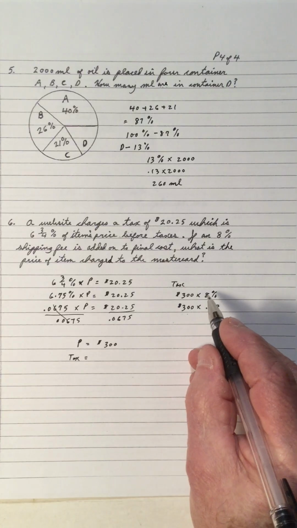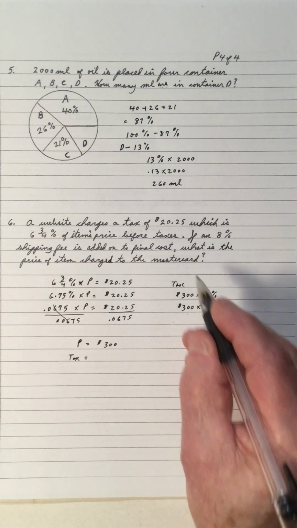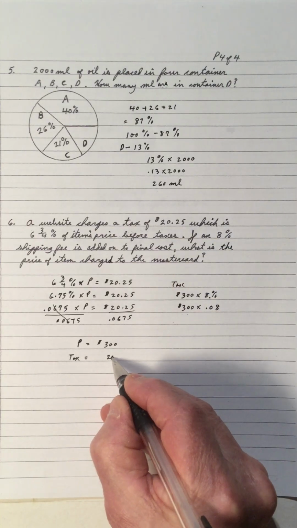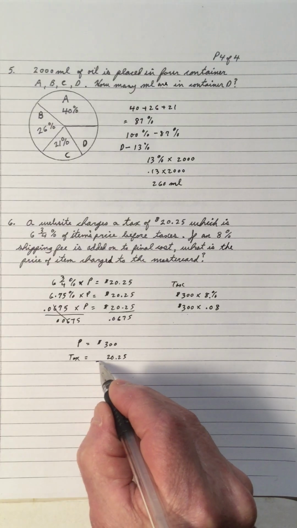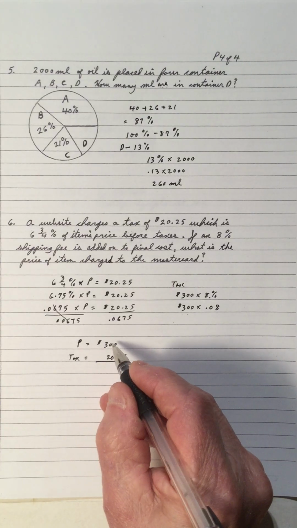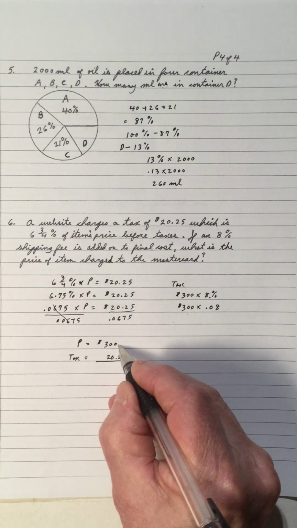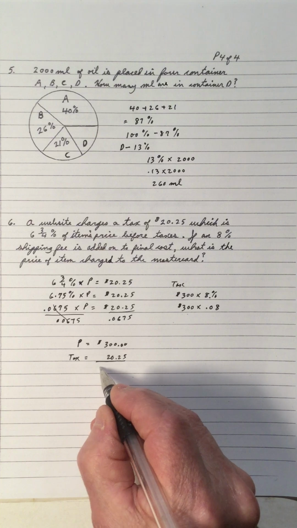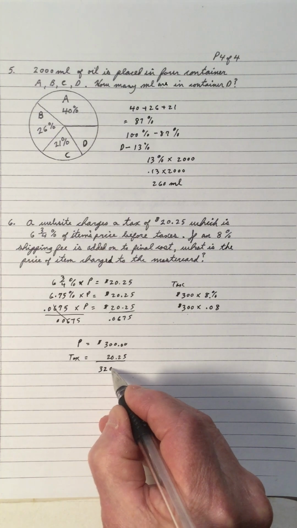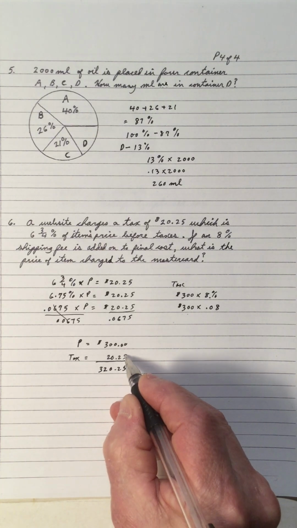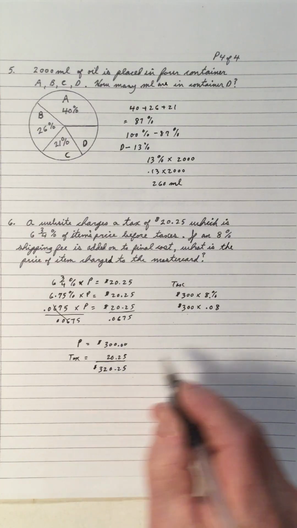So the tax is $20.25. I forgot to put the taxes on. So the article costs $300 with a tax of $20.25. So we line them up, so we get $320.25. I forgot to add the taxes onto the price.